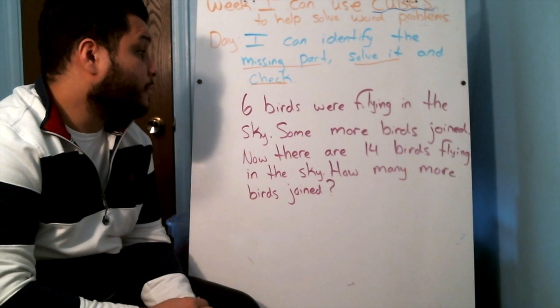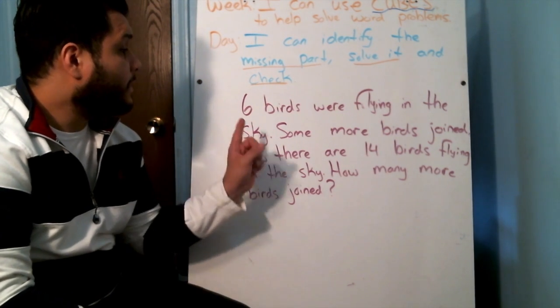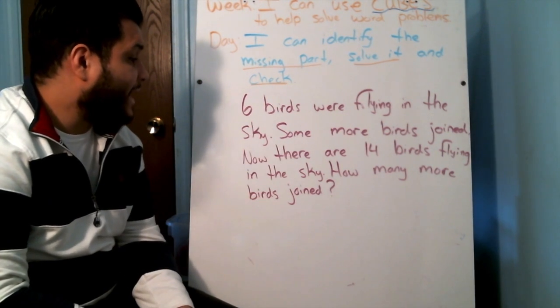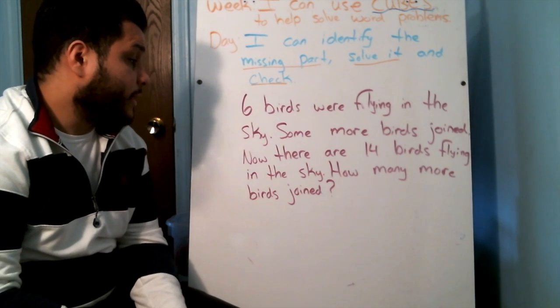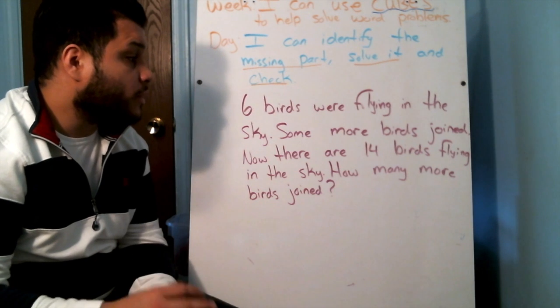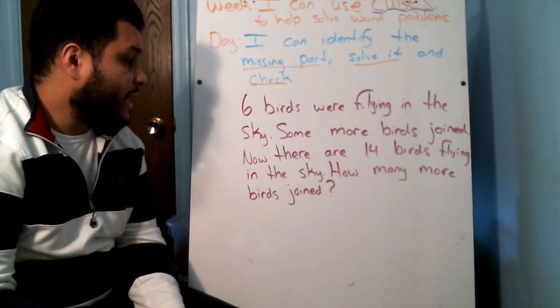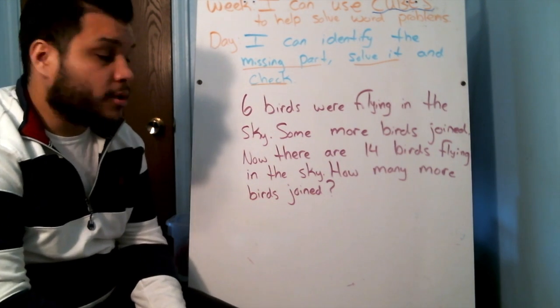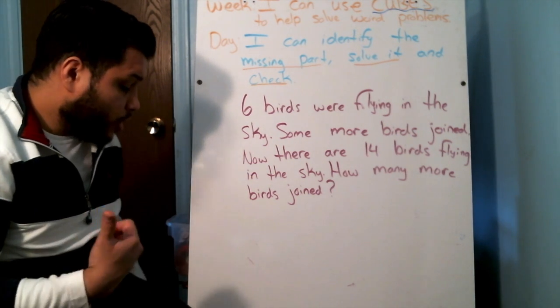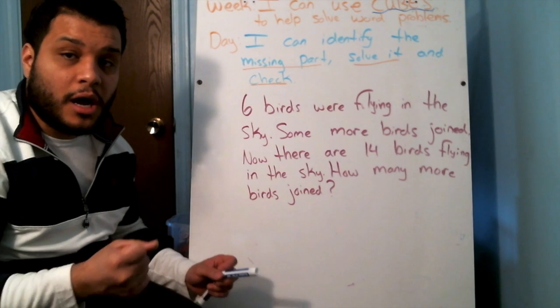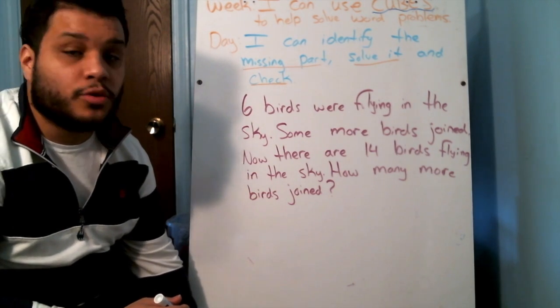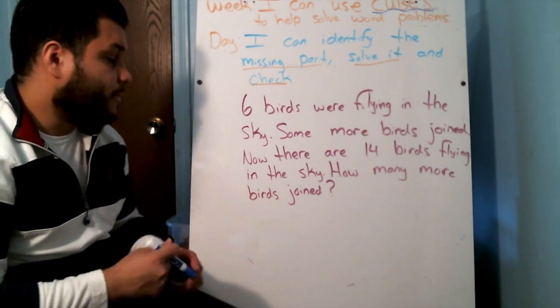Our math problem says the following: six birds were flying in the sky. Some birds joined. Now there are 14 birds flying in the sky. How many more birds joined? We're going to go through our word problem, and whenever we see a word problem, we automatically know that we are going to do awesome cubes.